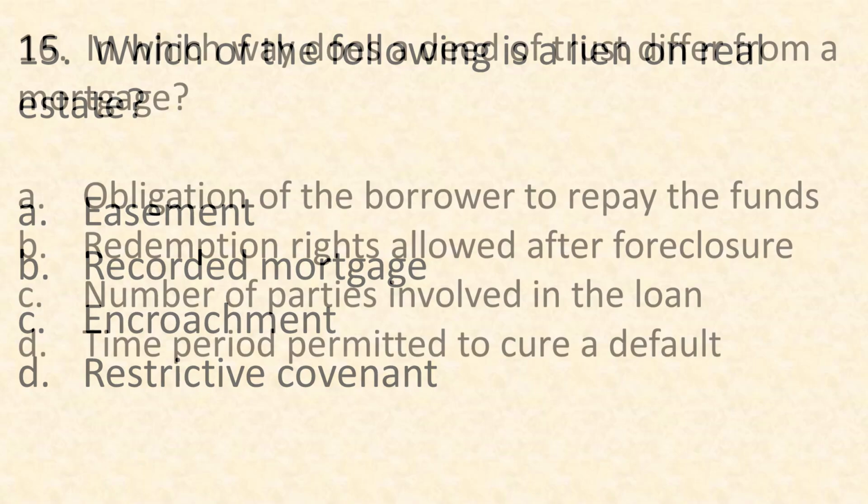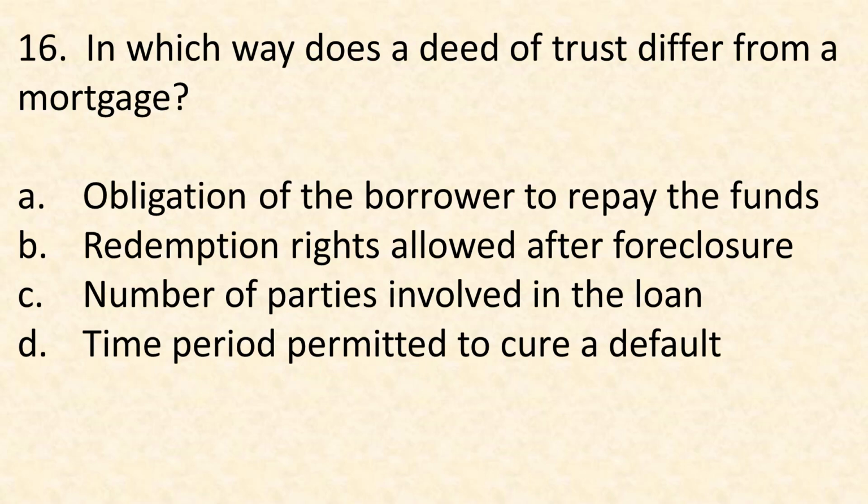Question number 16. In what way does a deed of trust differ from a mortgage? A, obligations of the borrower to repay the funds. B, redemption rights allowed after foreclosure. C, number of parties involved in the loan. Or D, time period permitted to cure a default. The answer is C, number of parties involved in the loan.